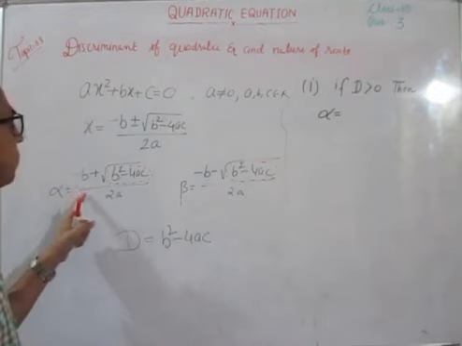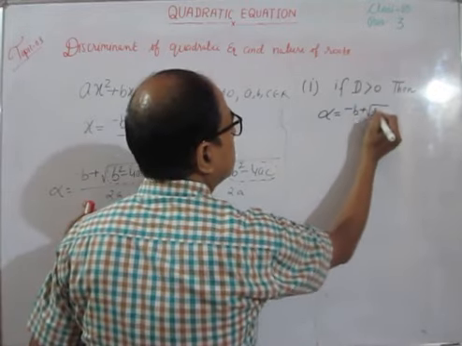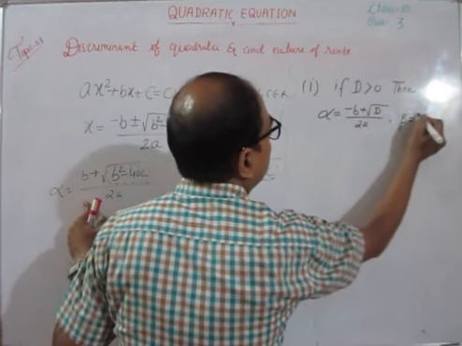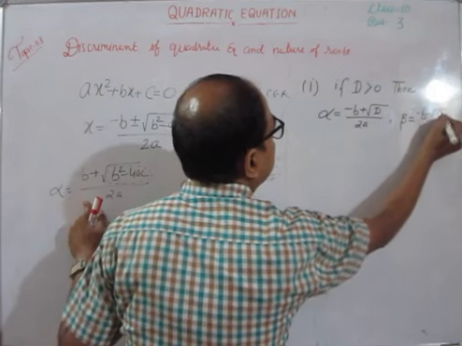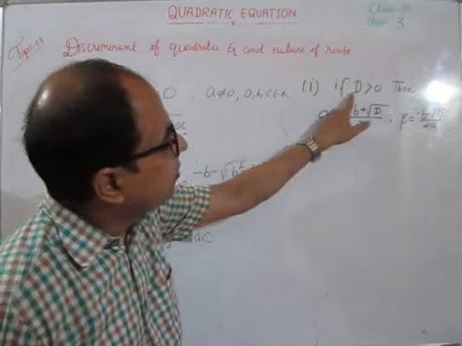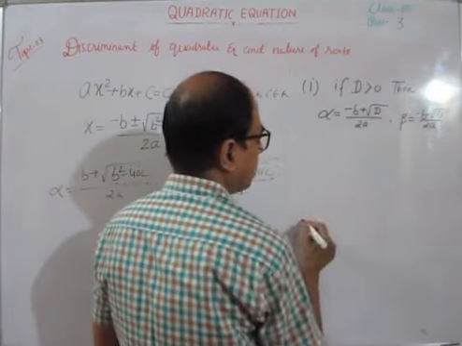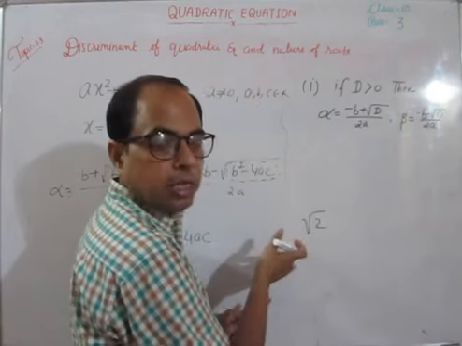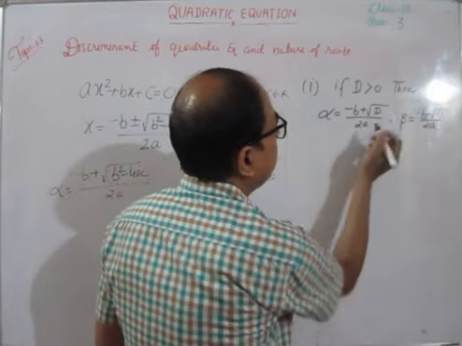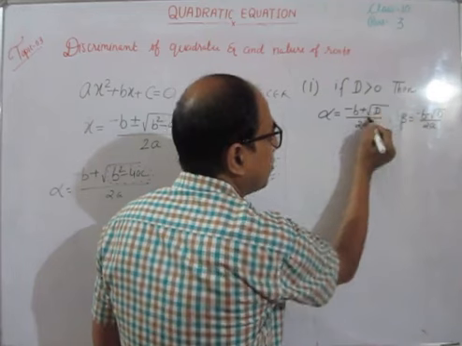One root, alpha, will be minus b plus root D by 2a, and the other root, beta, will be minus b minus root D by 2a. Now if D is positive, of course this number will be a real number, because the square root of a positive number is a real number.